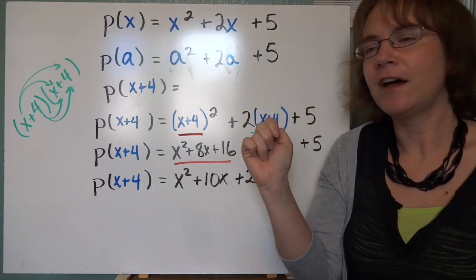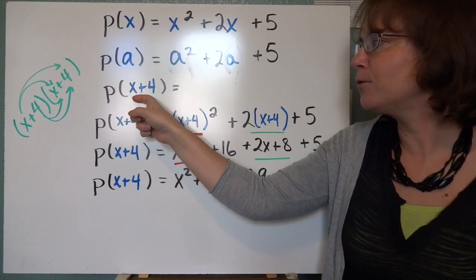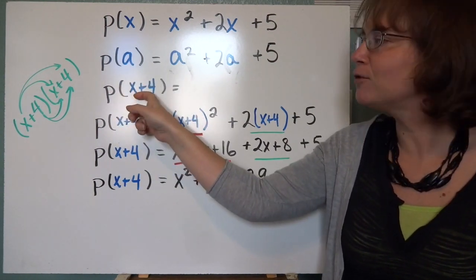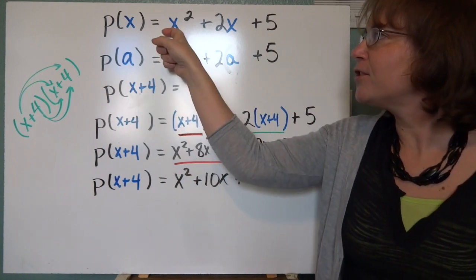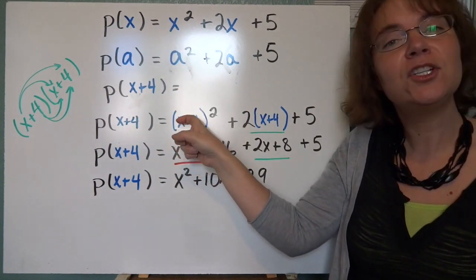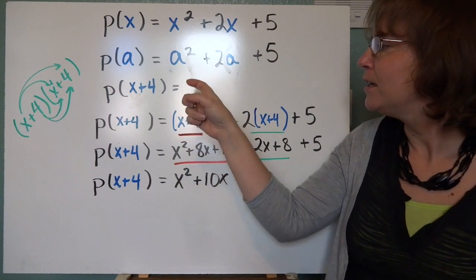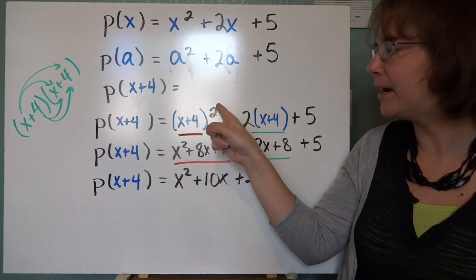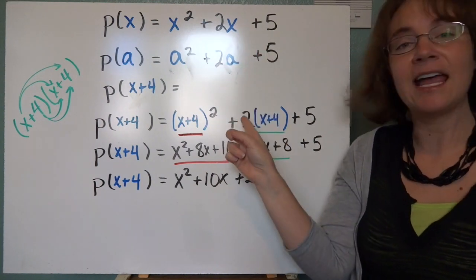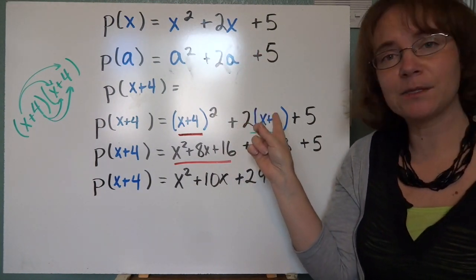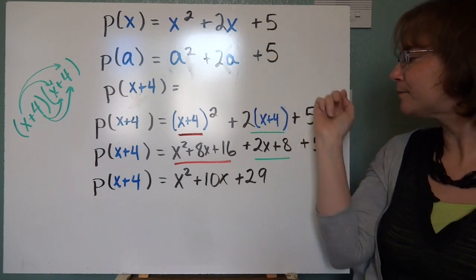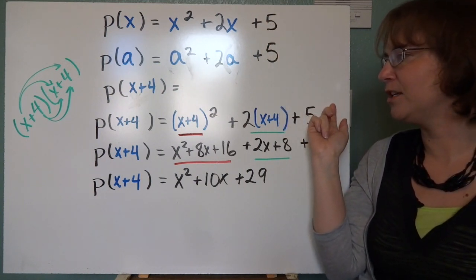Now what if I wanted to know what p of x plus 4 is? So instead of an x value here, I want to know what x plus 4 is. So everywhere there's an x, I'm instead going to substitute x plus 4. So where I have x squared, I now have x plus 4 squared, plus 2 times x plus 4, plus 5. I have no x values up here, so I don't need to make that substitution.